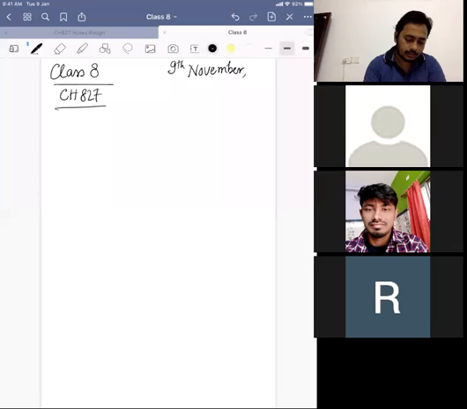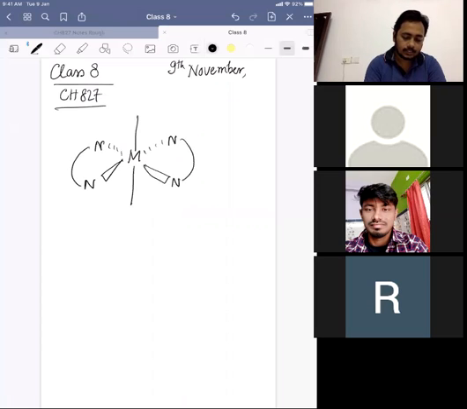So for example, if you are working with a molecule like this, and this is the ethylene diamine system, this molecule is optically inactive, right? Because it already has a sigma plane.